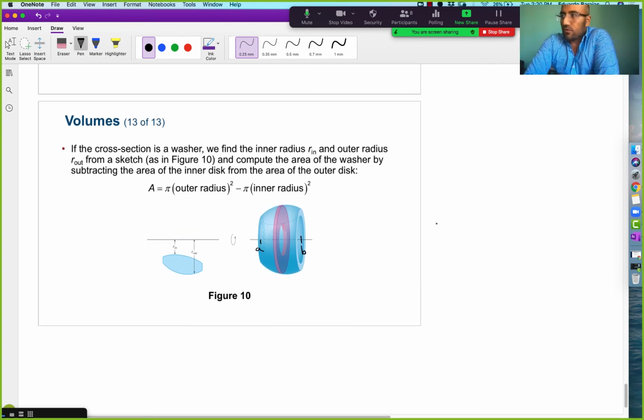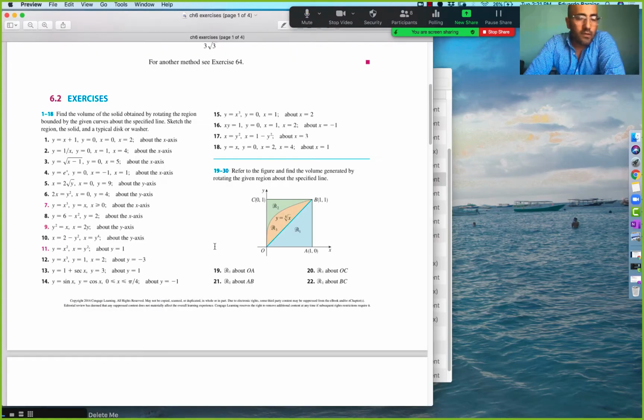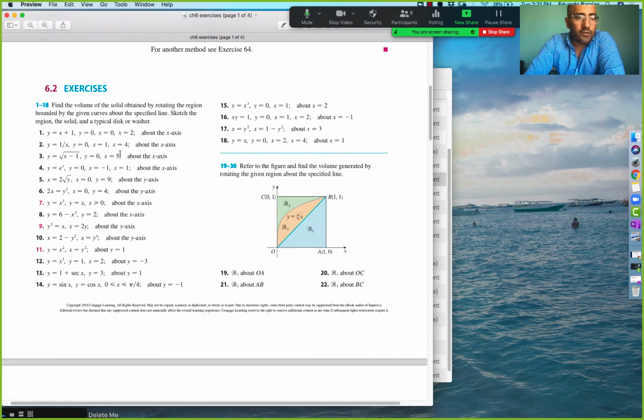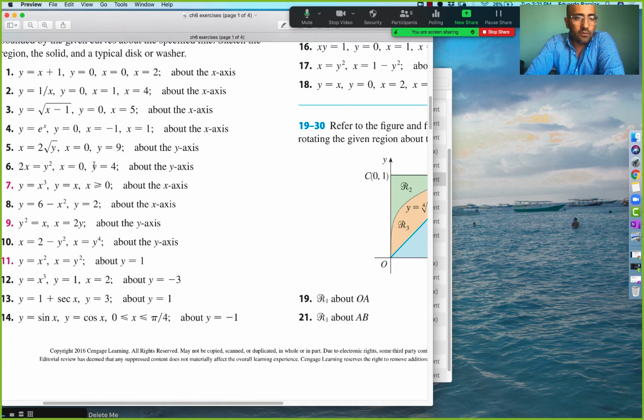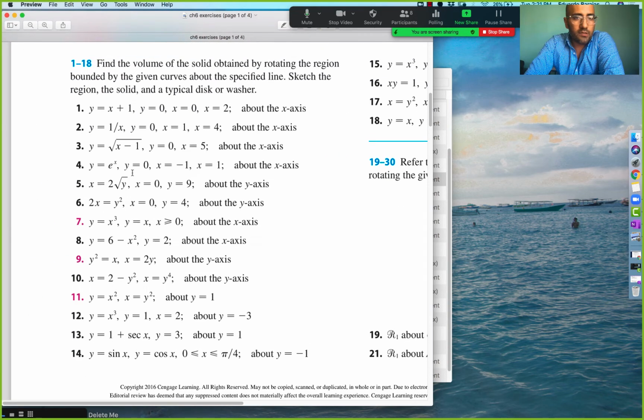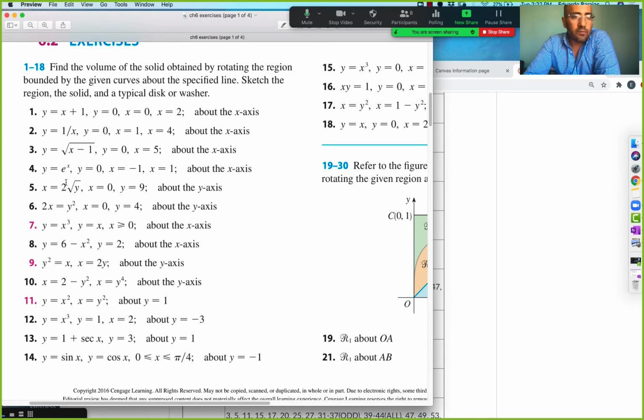Okay, I think we should just dive right into some of these things because they get kind of messy. So let's just see what the homework has from this section. Okay, so here are the exercises from 6.2. So let's just grab one at least to get started. Let's get started with something really easy. Let's do number 4 to begin with.